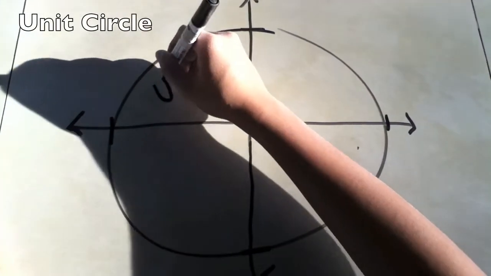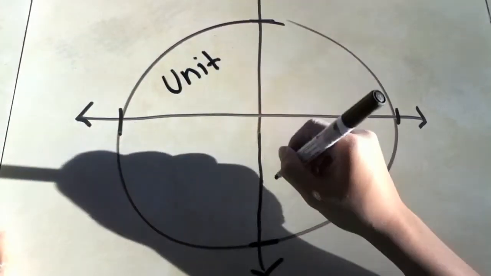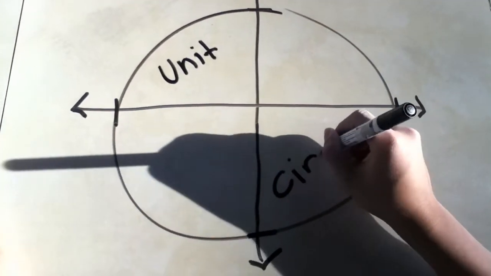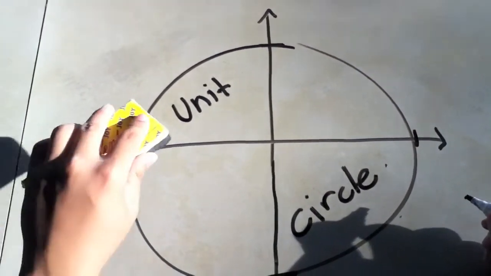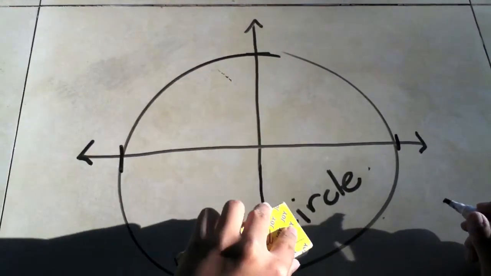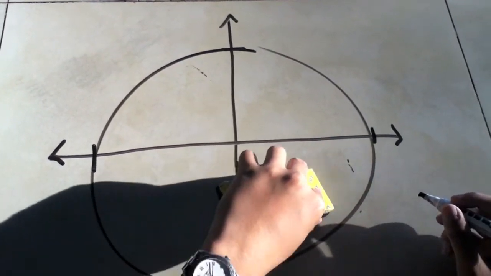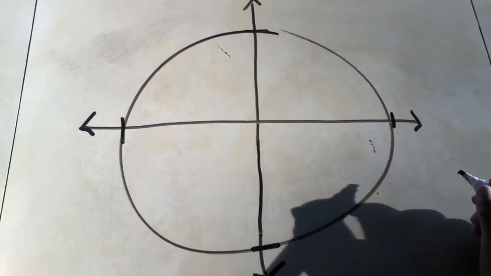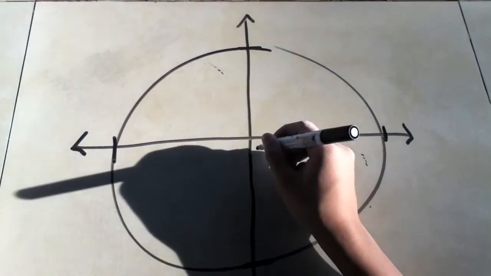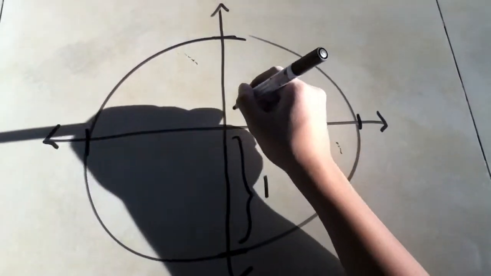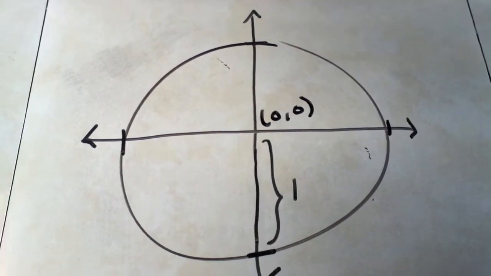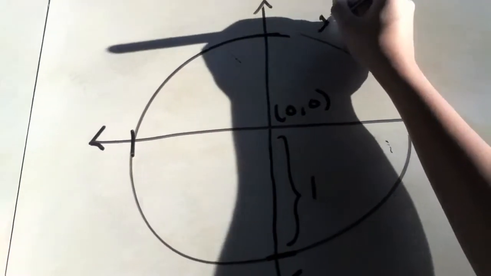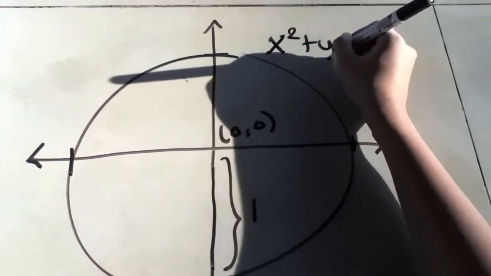The unit circle. Trigonometric functions of real numbers can be found using a calculator in radian mode. Geometrically, trigonometric functions can be represented using the unit circle. The unit circle has a radius of 1 and center at the origin (0, 0). The equation of the unit circle is x squared plus y squared equals 1.